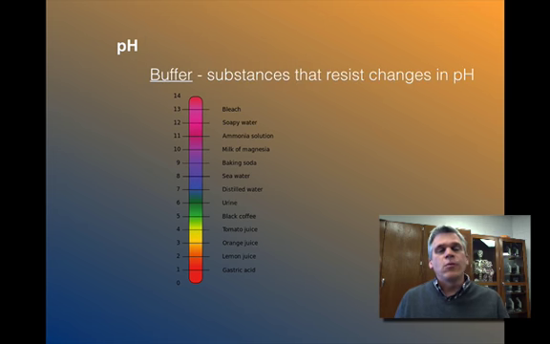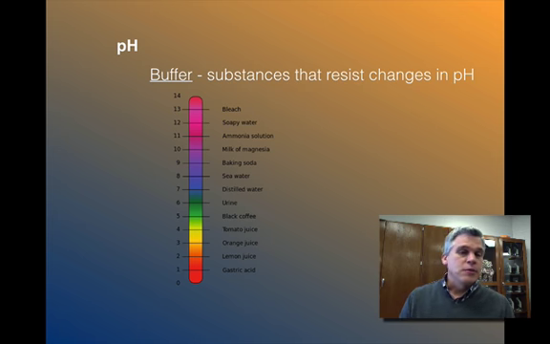In order to do that, we need buffers. A buffer is a chemical that will resist changes in pH, so that when we're eating foods that are very acidic, which most of our foods are. I mean, think about it. We maybe drink some coffee or tomato juice or orange juice.